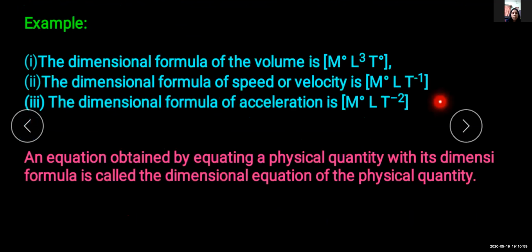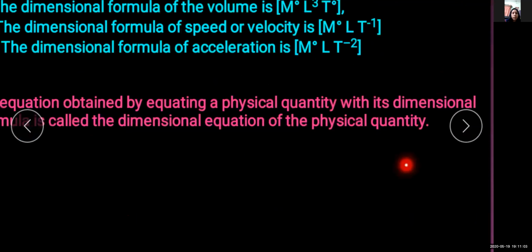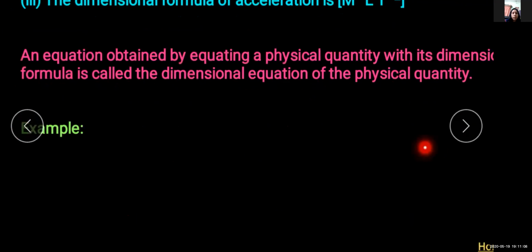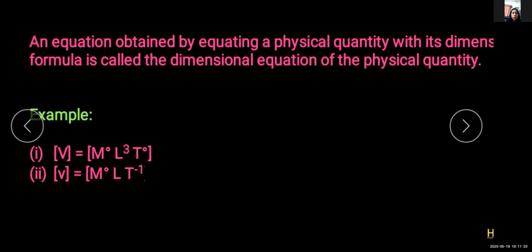An equation obtained by equating a physical quantity with its dimensional formula is called the dimensional equation of the physical quantity. For example, V is volume, V = [M^0 L^3 T^0]. Next, V is velocity, V = [M^0 L T^-1]. A is acceleration, which is given by [M^0 L T^-2].